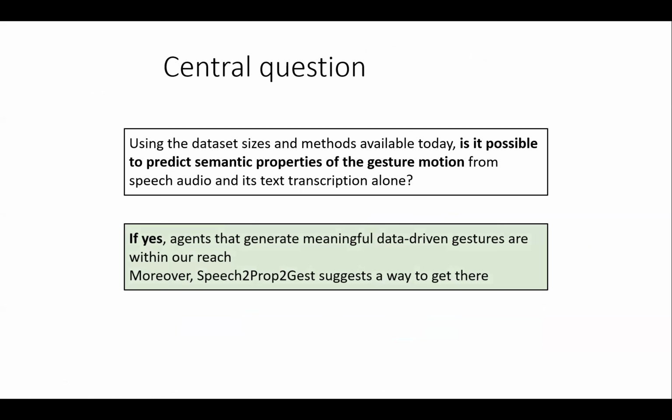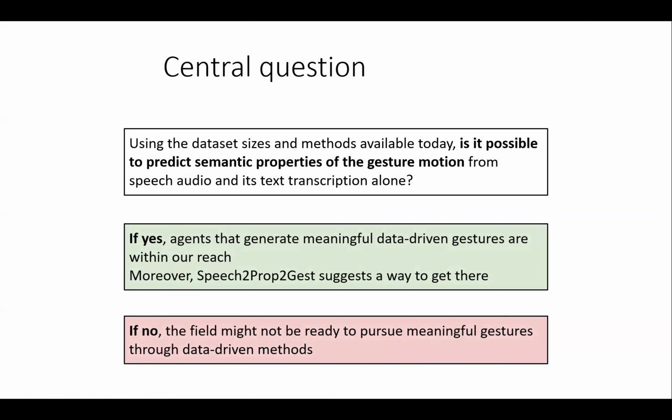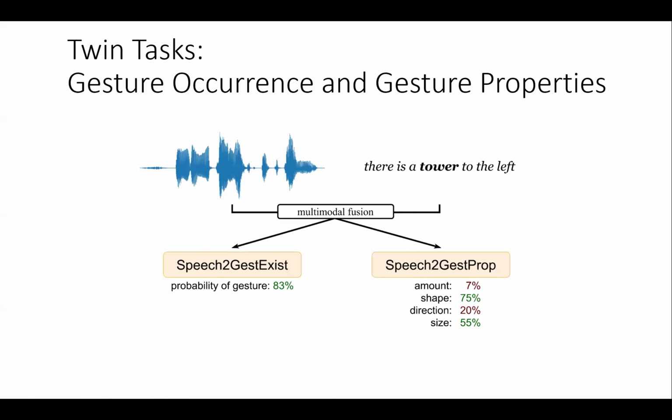And if we can do this, then probably we can actually synthesize meaning in our gestures. If we can't, we need to sort of rethink our approach, right? And we need to think about completely different ways to tackle this problem. So we were looking at two different challenges.